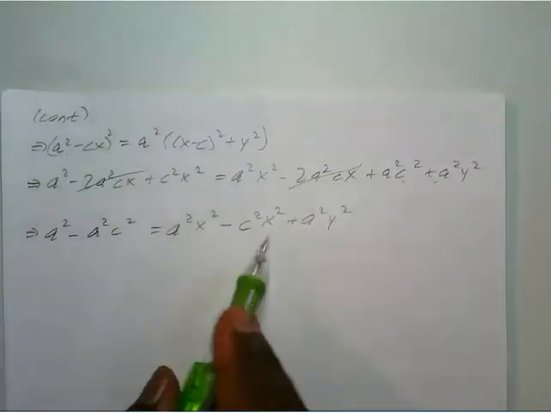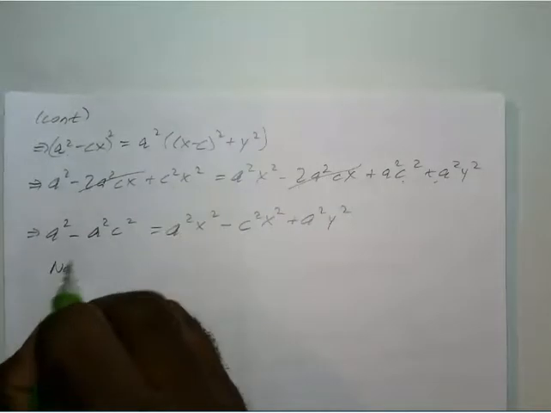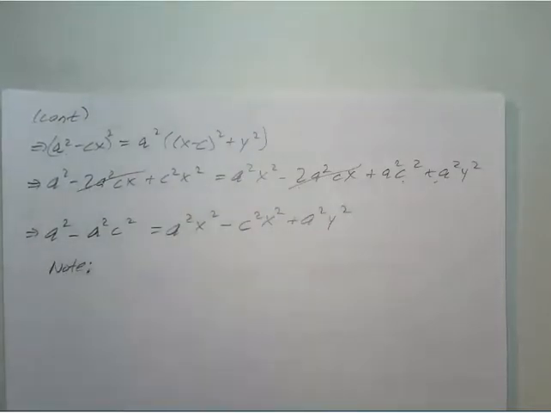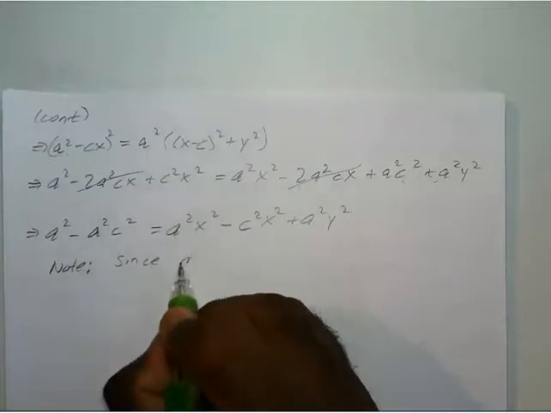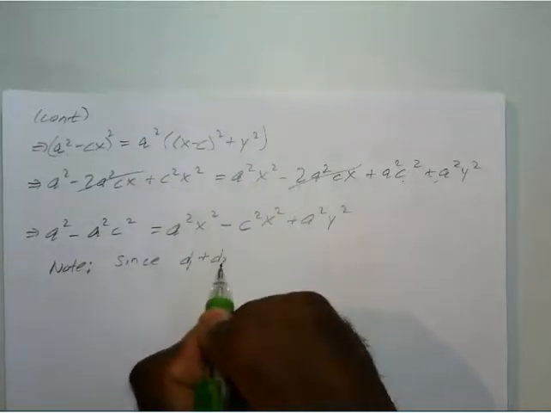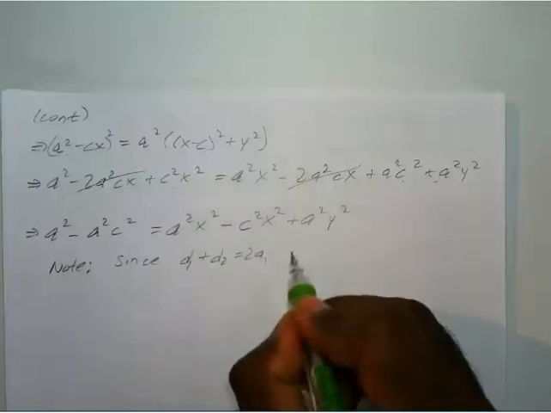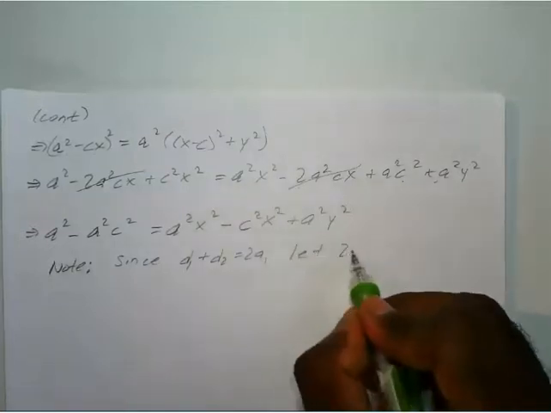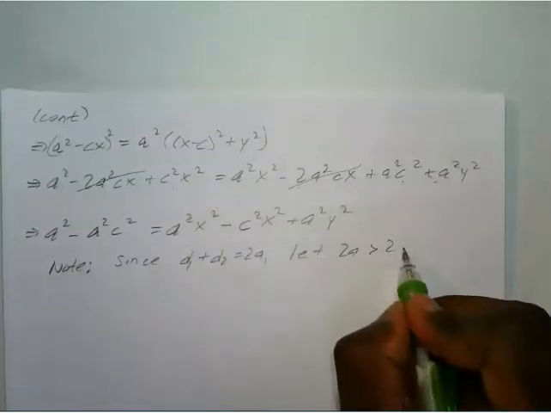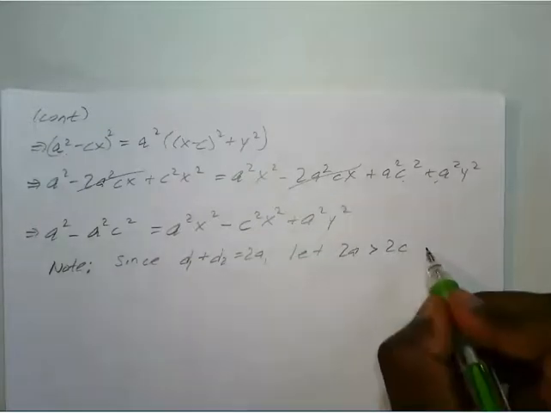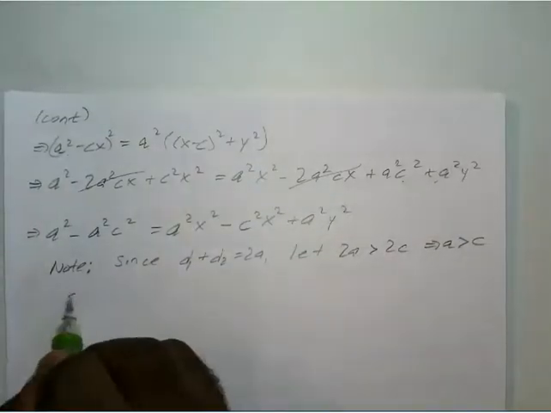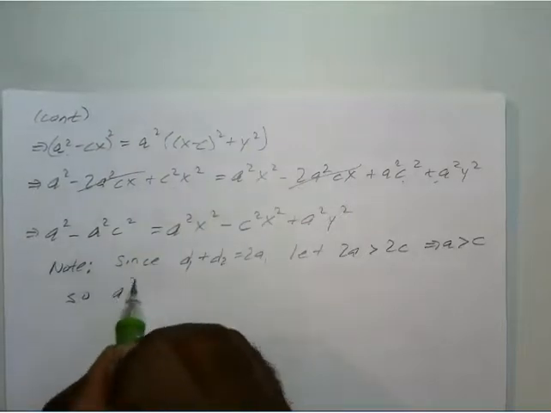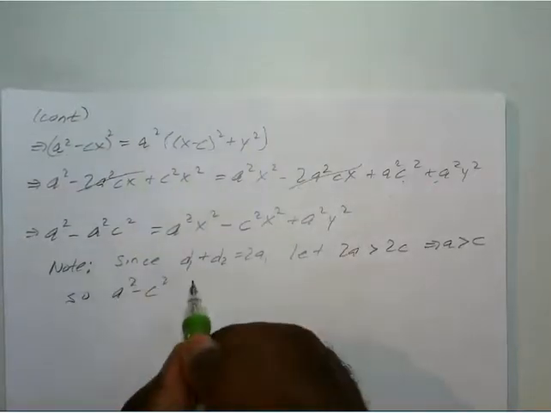All right, now quick side note before we continue. Since d1 plus d2 is equal to 2a, we're going to let 2a be greater than 2c, which means that a will be greater than c. So we know that a squared minus c squared is positive.